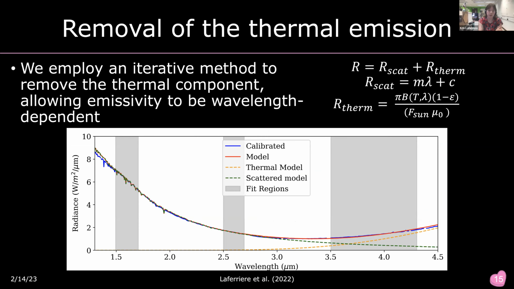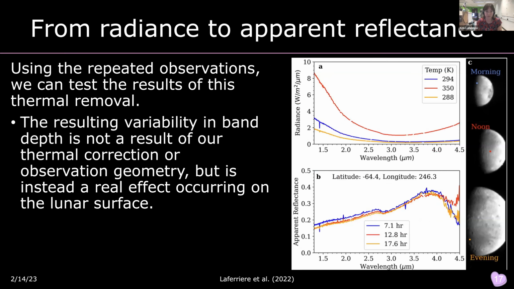The method we employed was an iterative method to remove the thermal component. So we essentially walked through steps of assuming the emissivity to be 0.9 and then letting it vary until we found our best fit for both the thermal and scattered model. And then we used that to remove the thermal emission and change from our radiance over into apparent reflectance.